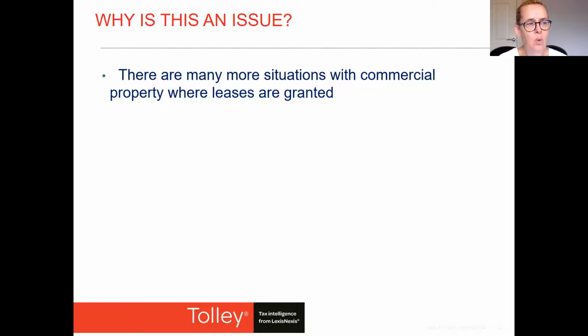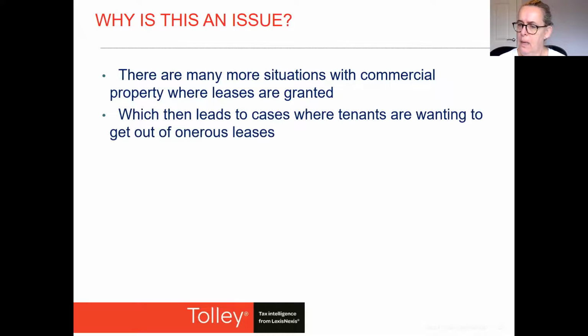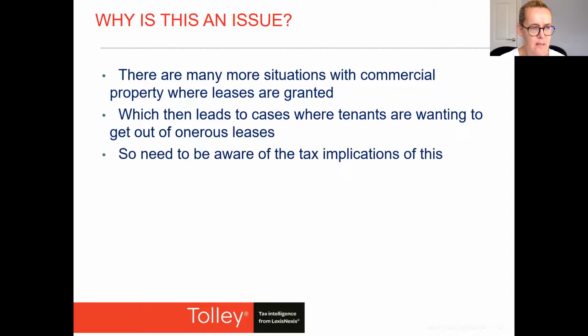And I suppose one area where we also have to consider the tax implications is when tenants are wanting to get out of onerous leases. So they have a lease on a property that they no longer want, and so we need to think about the tax implications of doing that. So when we're talking about commercial property, and I think this is an area where we don't necessarily get a lot of talk on normal property updates, we need to think about what the different tax implications are of all of those transactions.